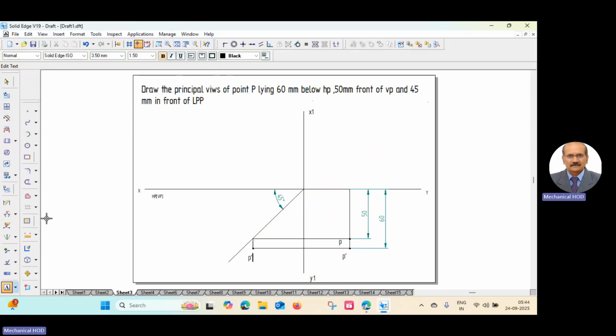Now all three principal views, top view, front view, and side view, we got. Now go to arrow head leader line to place the arrow head to show the movement of the line, the direction of the movement of the line. So this is the end of the problem.